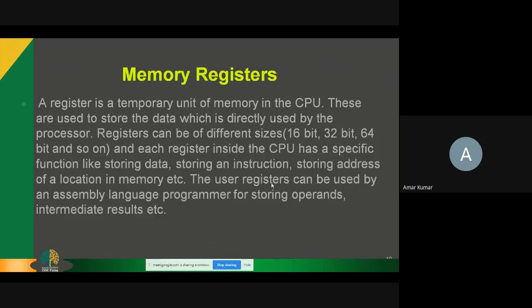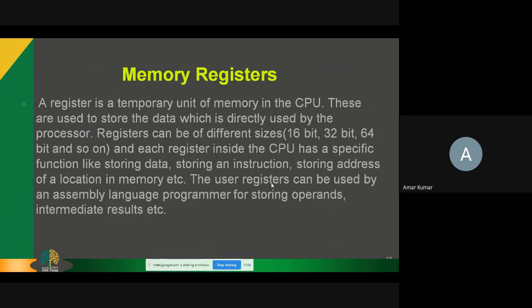Now the next is memory registers. A register is a temporary unit of memory in the CPU. These are used to store the data which is directly used by the processor. Registers can be of different sizes. It can be of 16-bit, 32-bit, 64-bit, and so on.